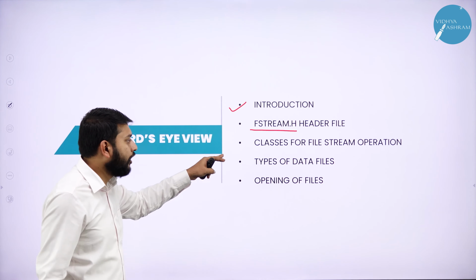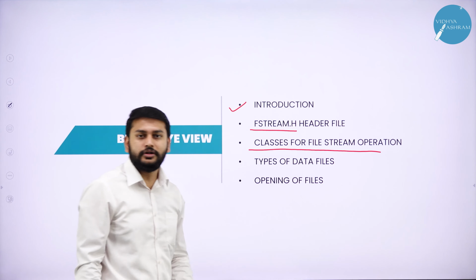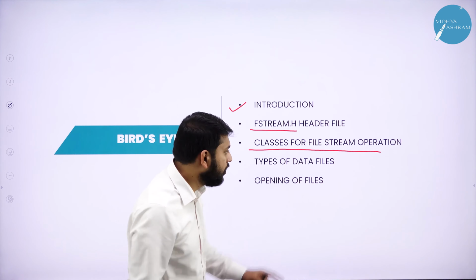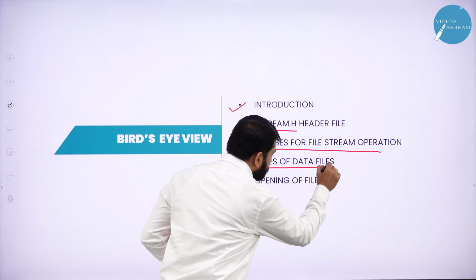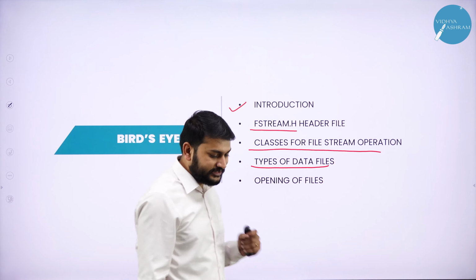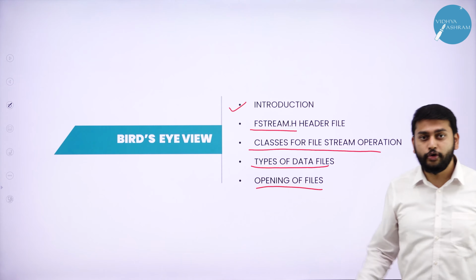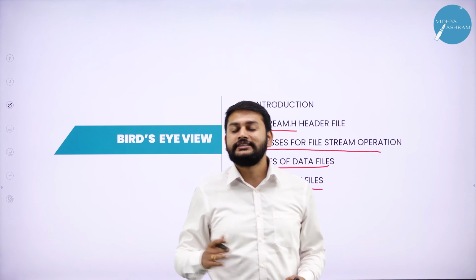So, fstream.h. And also I will discuss classes for the file stream operations. What are all the different operations that I have with respect to the file stream operation. And also I will discuss types of data files that you have. So we have different types of data files. I will be discussing that in detail. Along with that, the last topic, opening of a file. How do you open the file is what I'm trying to discuss in this session.